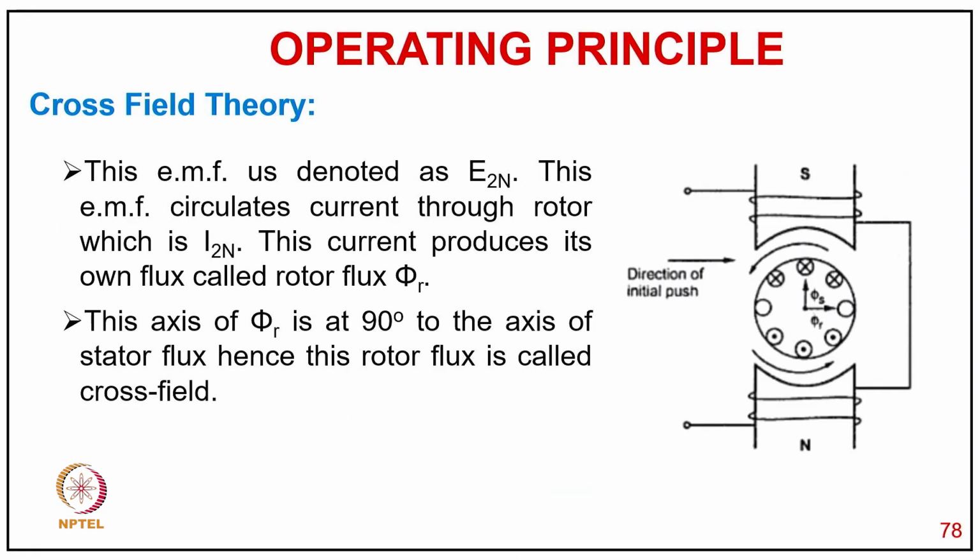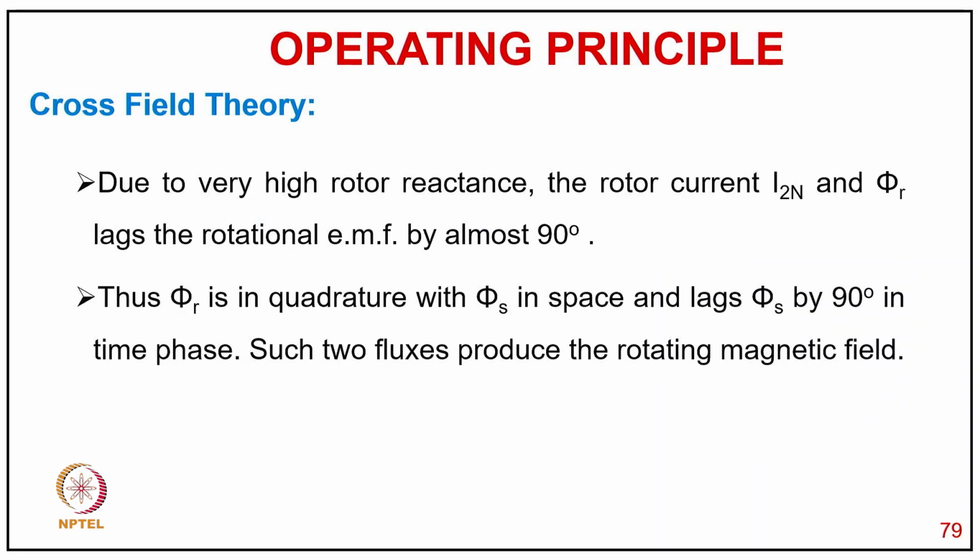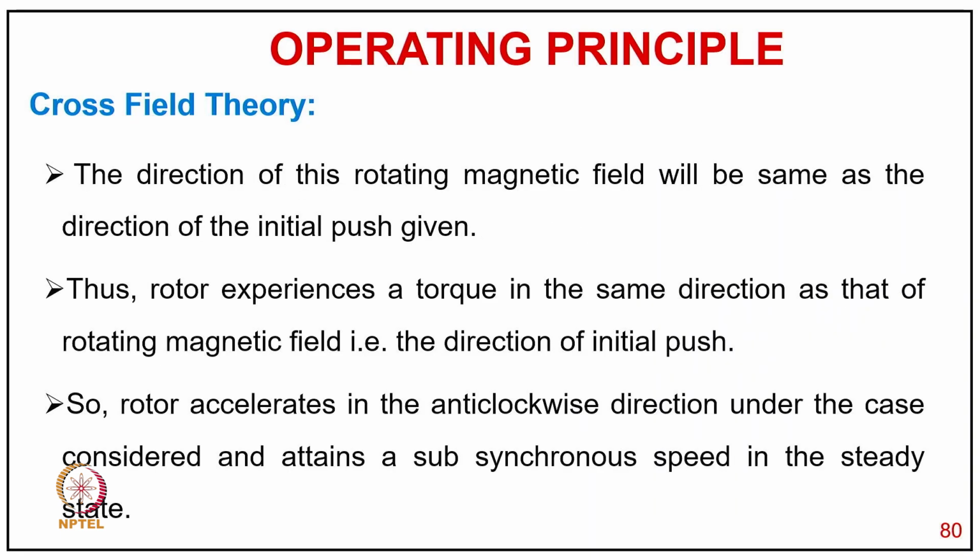The induced EMF is denoted as E2N, and this EMF circulates the current through the rotor as I2N. The current produces a flux called phi r, which is at 90 degrees to the stator flux, and this flux is called the cross field. Due to the very high rotor reactance, the rotor current I2N and phi r lag the rotational EMF by 90 degrees. So phi r is in quadrature with phi s in space and lags phi s by 90 degrees in time phase. Such two fluxes produce the rotating magnetic field.